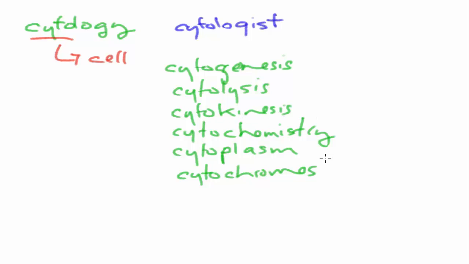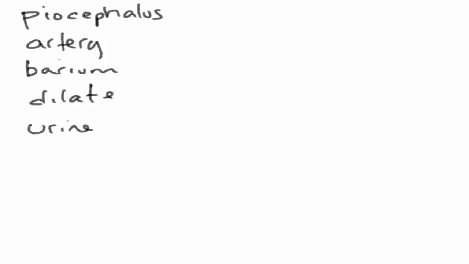So cytokinesis is cell movement. You know what chemistry is, the chemistry within a cell. All of the material in a cell other than the organelles is called the cytoplasm, and chroma has to do with color, so now you're talking about cell colors. I'll give you a few more examples, and then the rest of this you honestly can get just by going through the tutorial and the quiz. So try these on for size. You've got words like pyocephalus, artery, barium, dilate, urine.